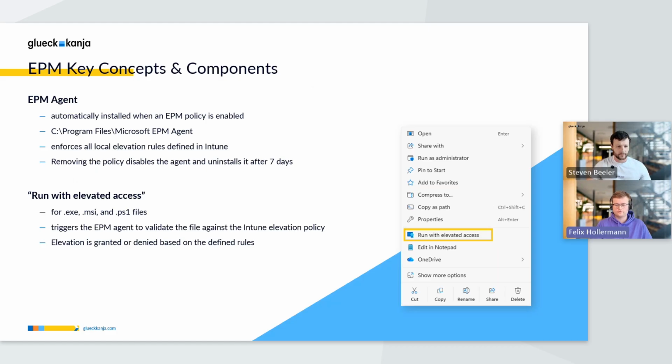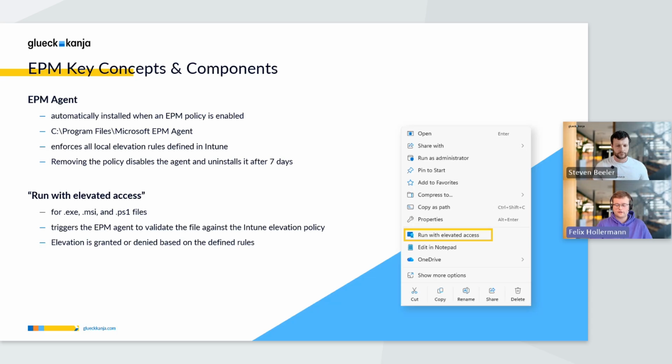The main component of EPM is the EPM agent. It's automatically installed when you enable an EPM policy and scope it to a device. When it's enabled, the users can select the run with elevated access option. The agent resides under C:\Program Files\Microsoft EPM Agent and enforces the policy locally. When you remove the policy, it will disable the agent, and it will be uninstalled automatically after 7 days.